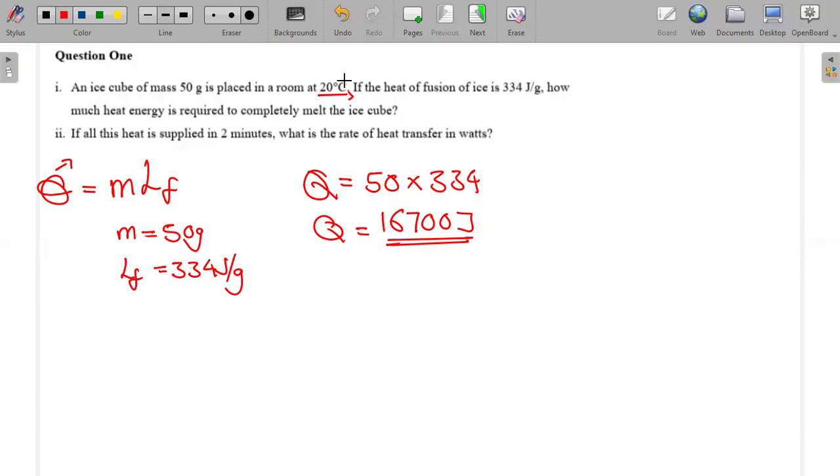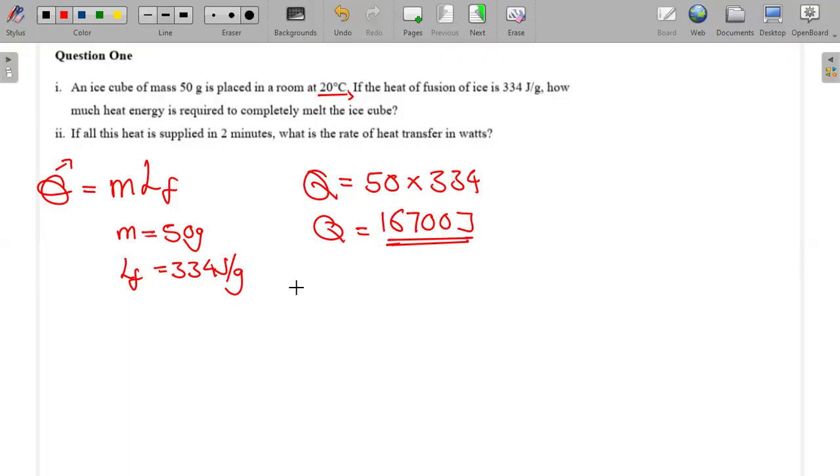Part two is saying: if all this heat is supplied in 2 minutes, what is the rate of heat transfer in watts? Okay, so in this particular case, they want us to calculate the rate of heat transfer. When you just hear the word rate, that means we are talking about the amount of time it takes for a specific action to take place. In general, the rate of heat transfer is just the amount of heat that is transferred per unit time, so it's more like we are just describing power.